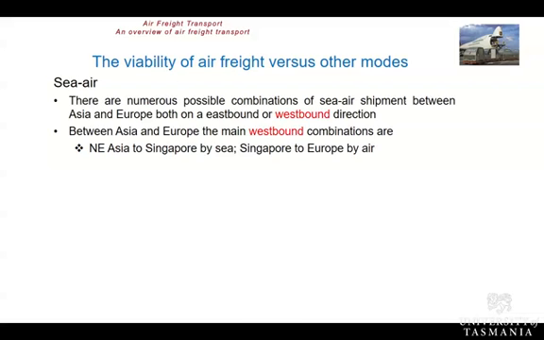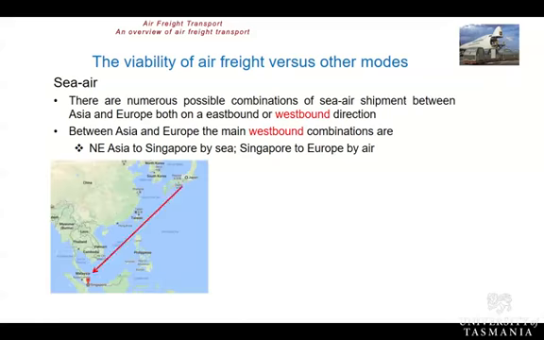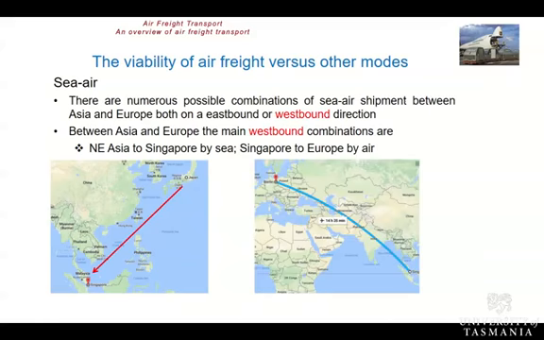And this would be, once again, Northeast Asia to Singapore by sea, Singapore to Europe by air, and then from Singapore into somewhere like Berlin. So that's this sea-air combination. It takes longer, but it can reduce the costs associated with moving the goods into those particular regions.